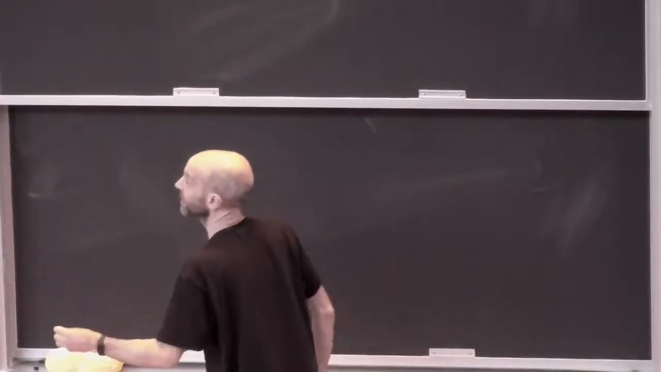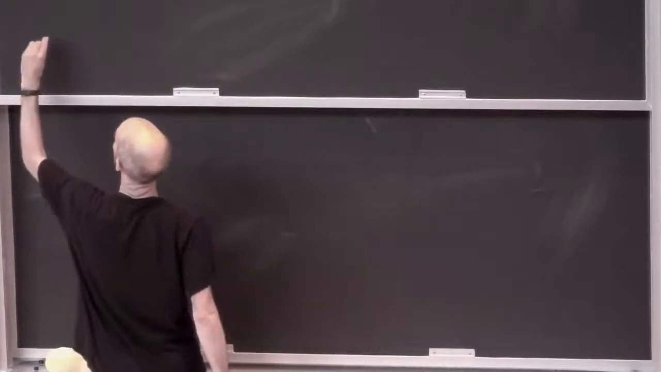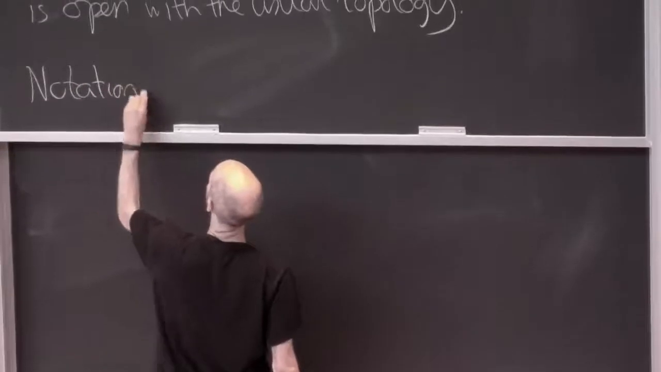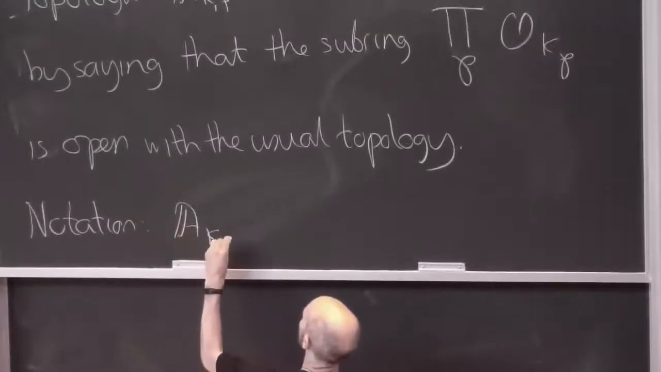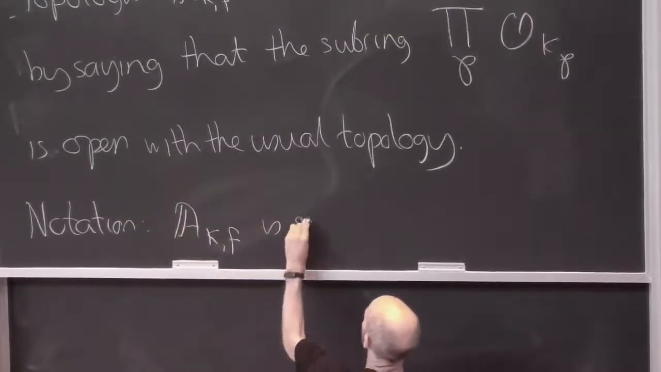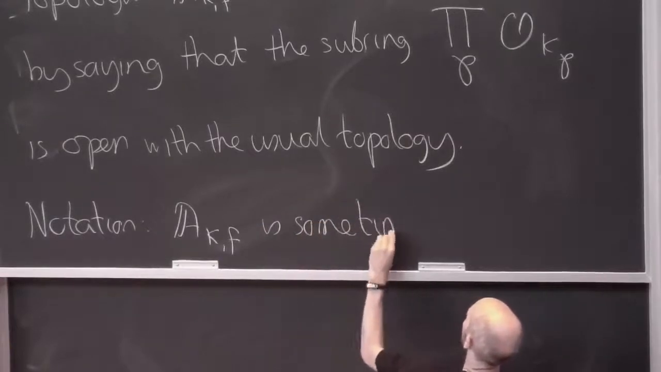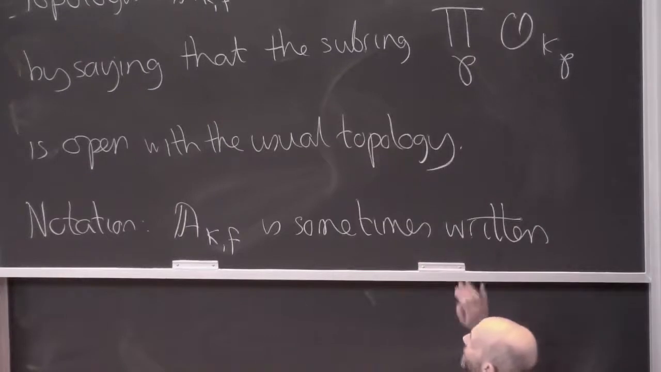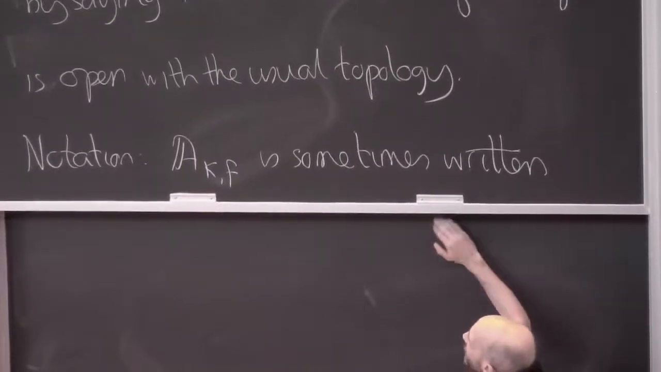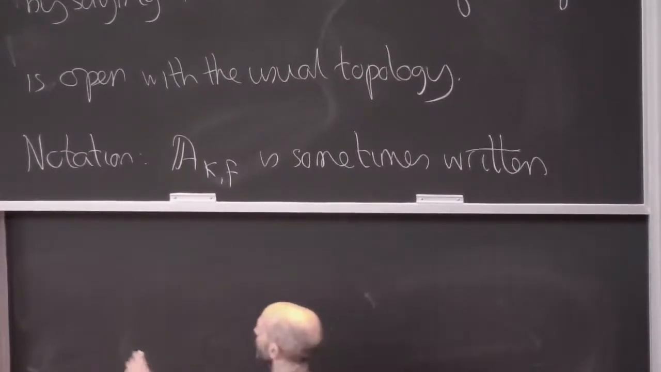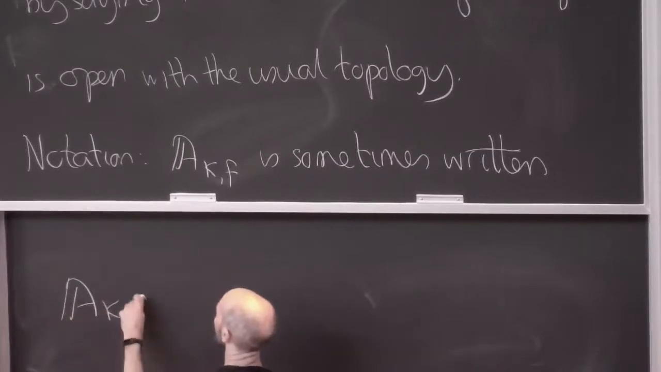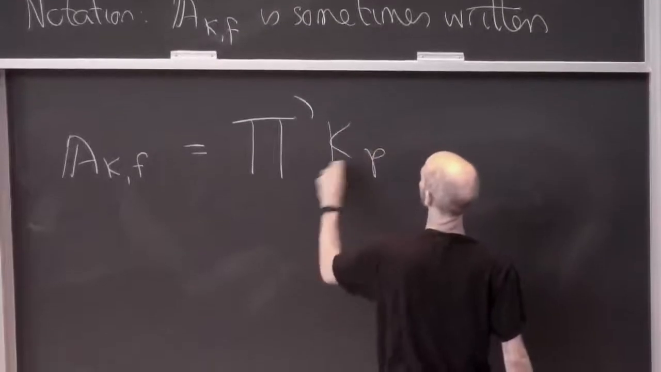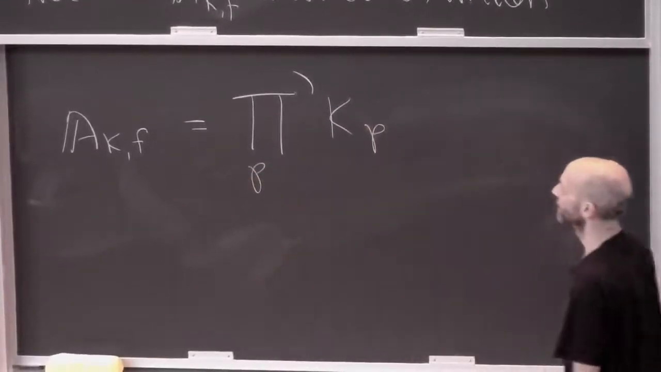I'll give you notation. AKF is sometimes written, there's a quite bad notation called restricted product. It's sometimes written AKF is the restricted product of K_P, right?